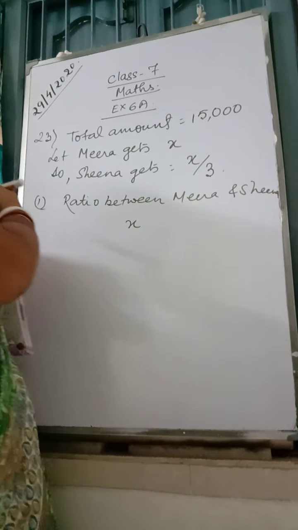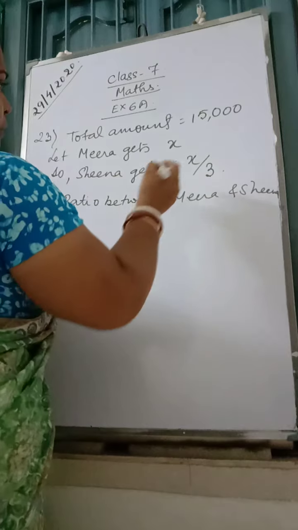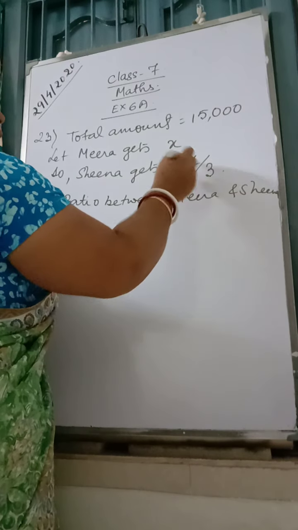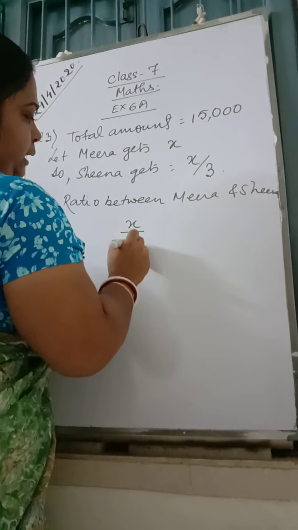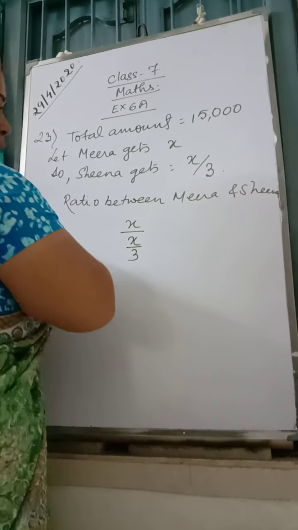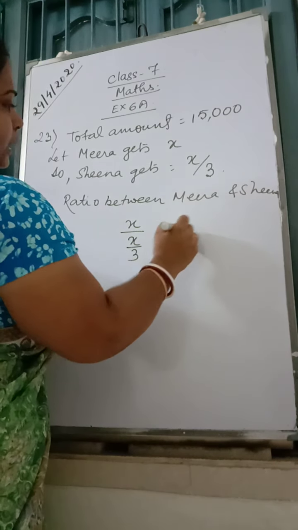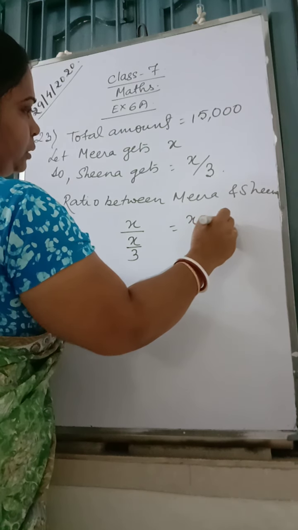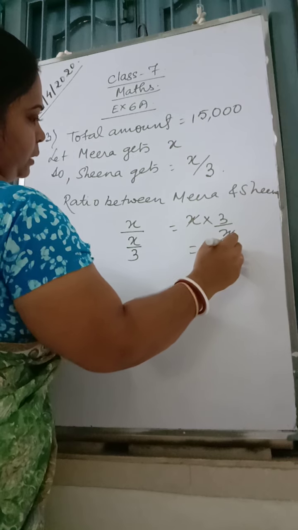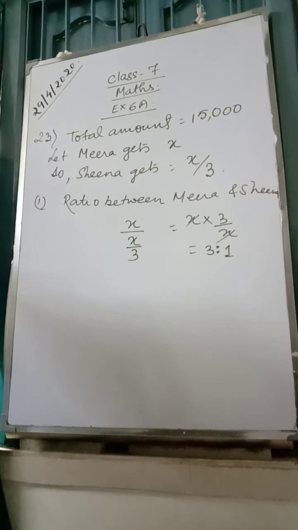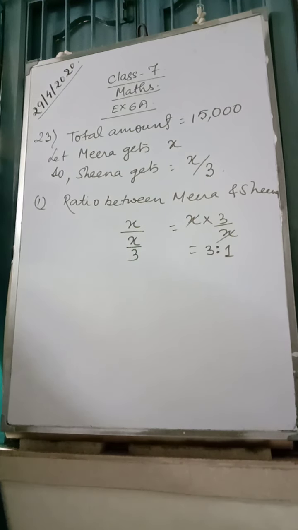The last time also I told you, we were confused, we kept on reducing but did not get it, it was very long. So you just go with this only. Meera's share is x, Seena's share is x by 3. So we can write x by x by 3, that gives you x into 3 by x. x is cancelled, so this is 3:1. This is the ratio between Meera and Seena.